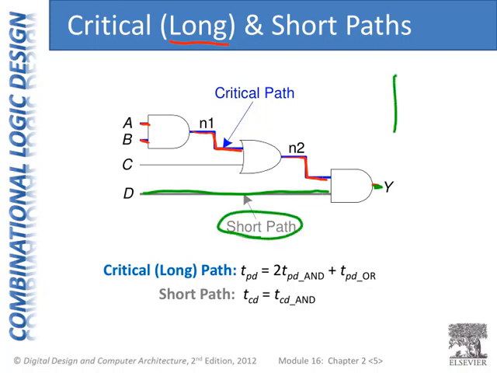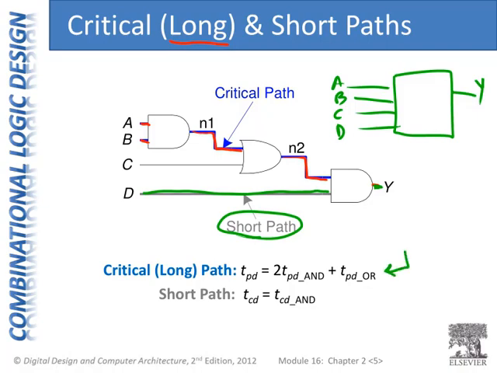If we have a black box and we look at A, B, C, D, and the output Y, there's our interface, our inputs and our outputs. And we want to know, what's the maximum delay of this circuit and what's the minimum delay? Well, the maximum delay is going to be determined by the critical or the long path. So in this case, we have an AND gate delay plus an OR gate delay plus an AND gate delay. So we have two propagation delays or maximum delays of AND gates plus a single OR gate delay.